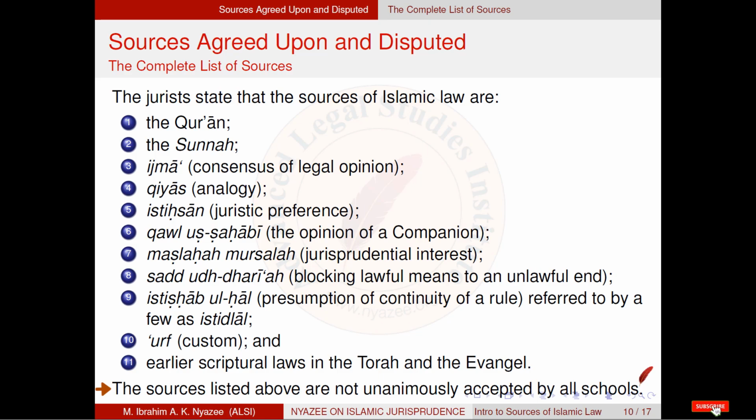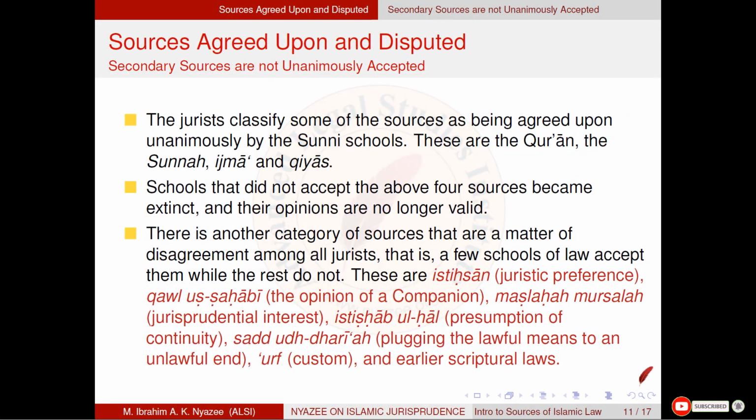The sources listed above are not unanimously accepted by all schools. That brings us to the second slide of the topic, which states that secondary sources are not unanimously accepted. The jurists classify some of the sources as being agreed upon unanimously by the Sunni schools. These are the Quran, the Sunnah, Ijma, and Qiyas. Schools that did not accept the above four sources became extinct and their opinions are no longer valid. For example, the Zahiri school, which is extinct, did not accept Qiyas as a source.